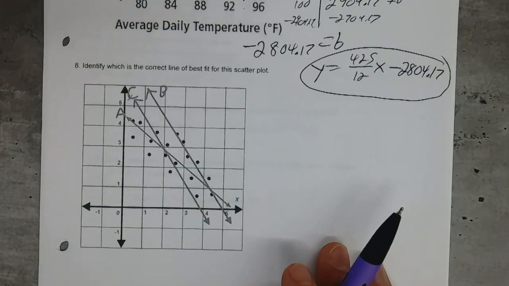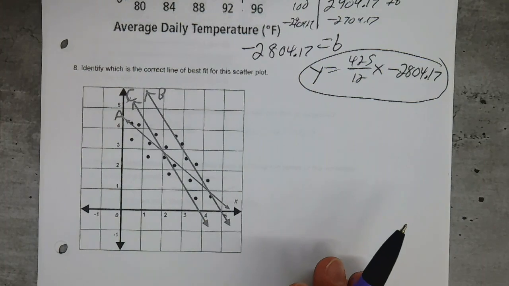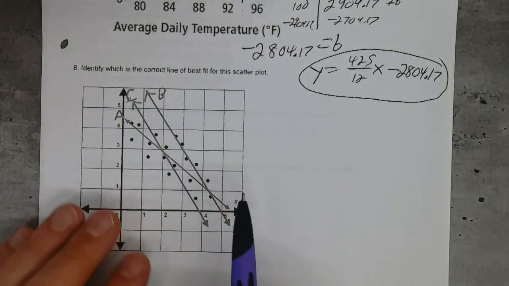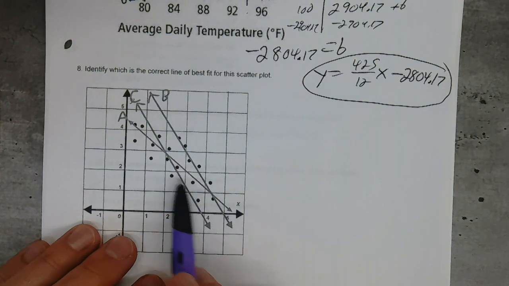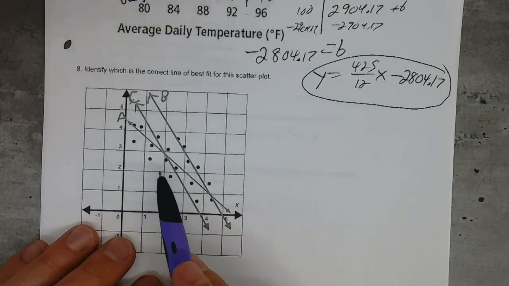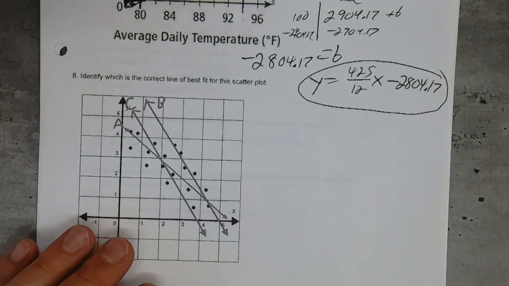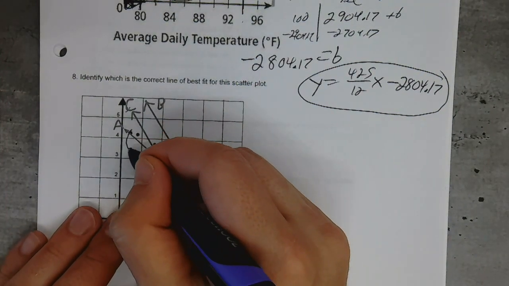All right, let's check out our last one. Identify which is the correct line of best fit. So if you just kind of look at this, B is like way above everything. So B is just wrong. But C and A both look pretty good. So what I need to do is say which one is better. Okay, which is the best answer?